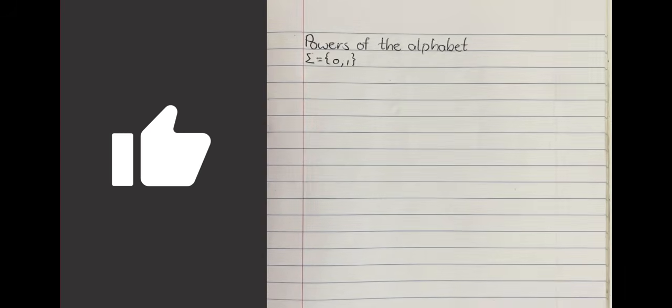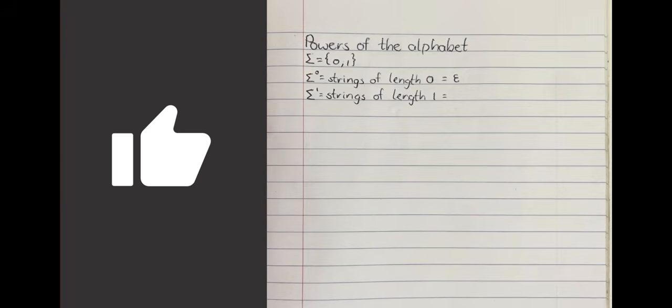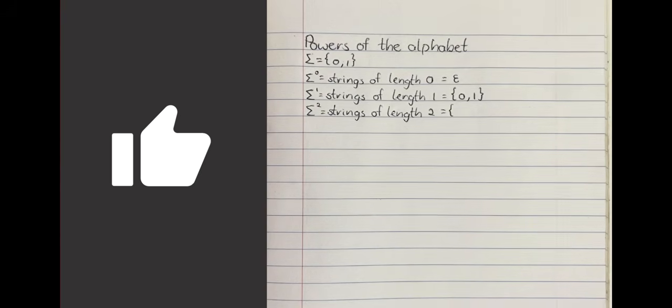For more clarity, taking our alphabet as 0, 1, sigma to the power of 0 is the set of strings of length 0, which is nothing but the empty string. And sigma to the power of 1 is the strings of length 1. From our alphabet, there are only 2 strings of length 1, that's 0 and 1. Sigma to the power of 2, we can have strings like 00, 01, 10, and 11.